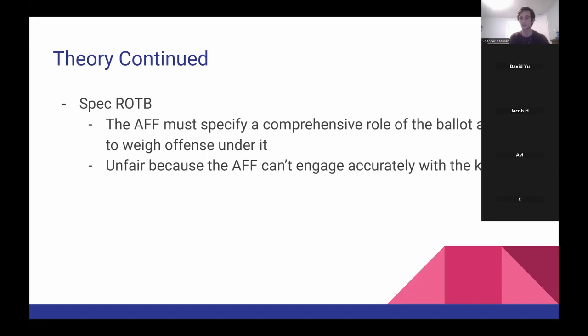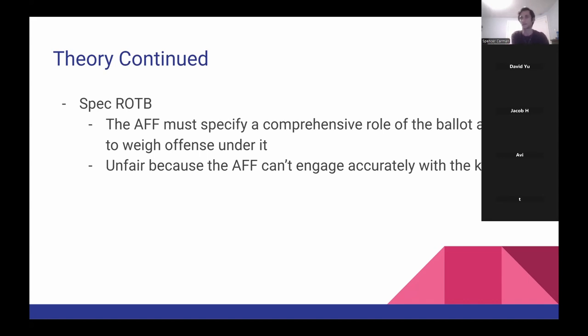The standard of this is to say that without this role of the ballot, the AFF can't engage accurately with the critique because they don't know, more accurately, under your role of the ballot in framing, how offense ought to operate in the round. For example, if you were to just say the role of the ballot is to vote for the team that best embraces feminist pedagogy, you don't really know what that means. How do you embrace feminist pedagogy?